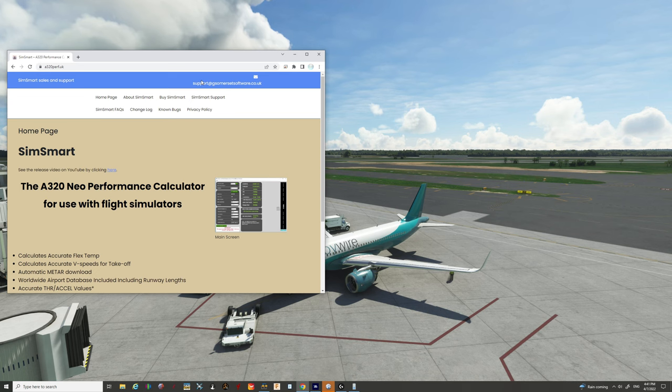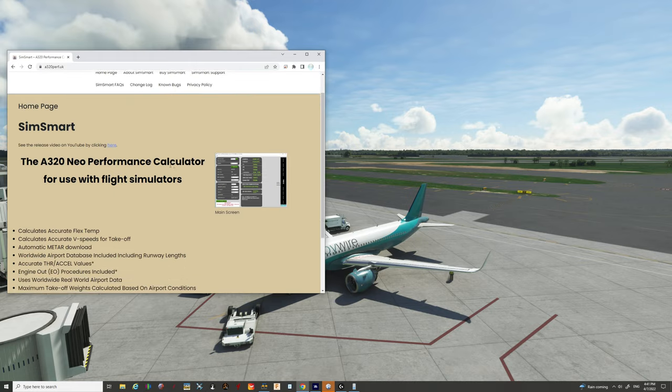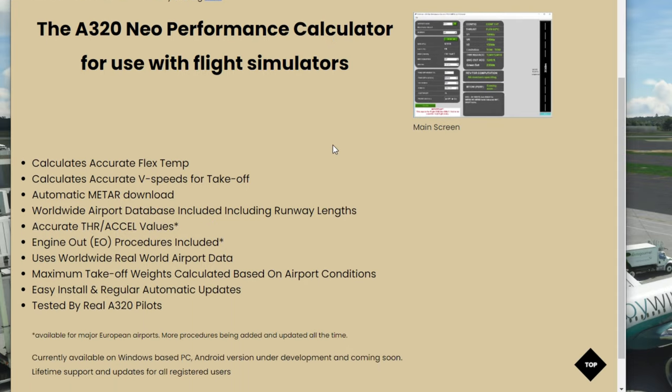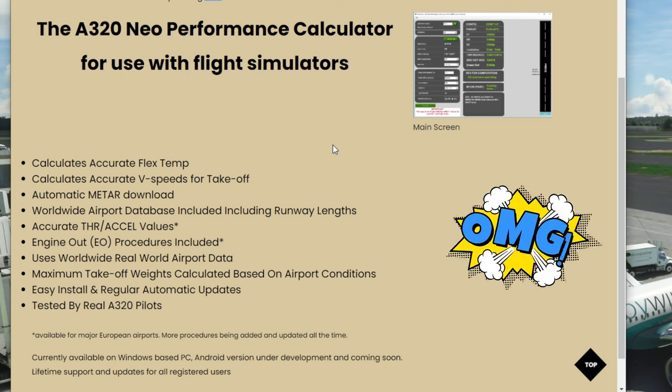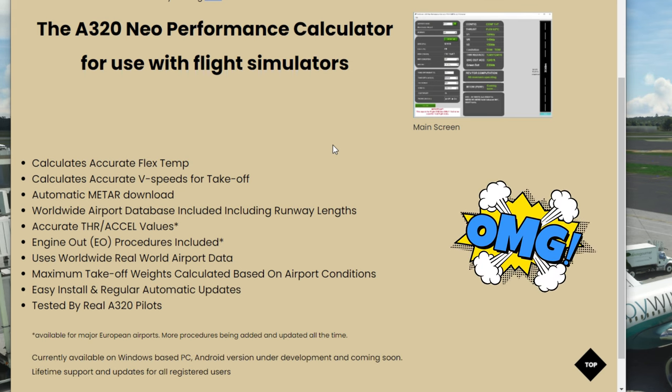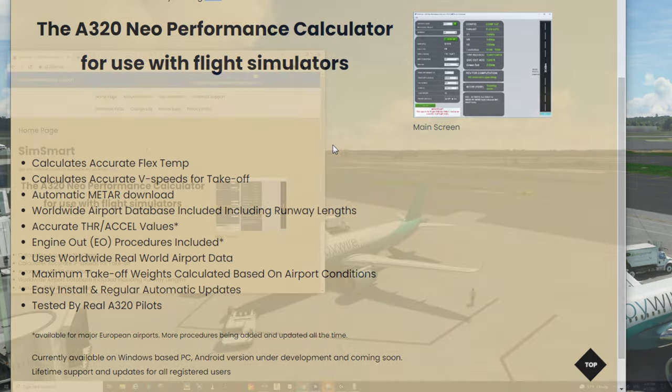So the tool I want to talk about today is the new SimSmart performance calculator for the A320. This is going to calculate accurate flex temp and accurate V speeds. It'll give us METAR data as well as a worldwide database. And if you're in Europe, it will even give engine out procedures.